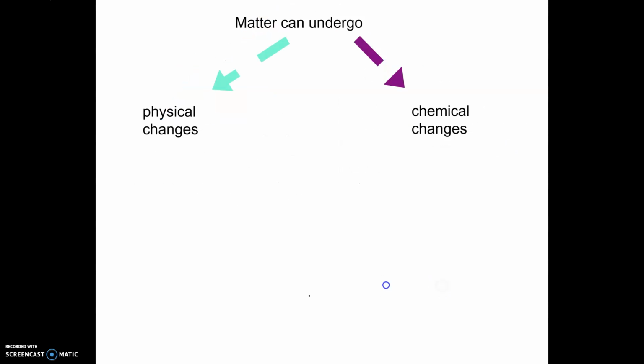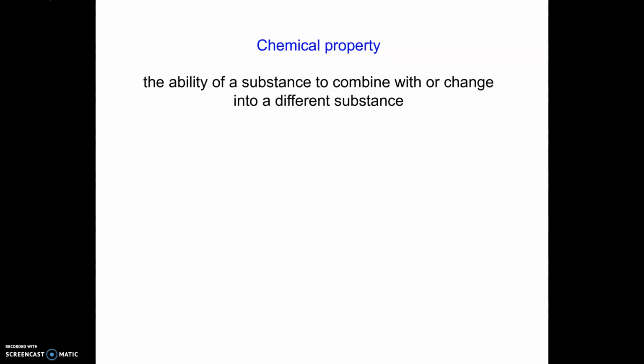So there is a review. Matter can go through physical changes, which we talked about already. And then it can go through chemical changes, which we'll learn today. So first things first, a chemical property. The definition of a chemical property, and put this in your notes, is the ability of a substance to combine with or change into a different substance.